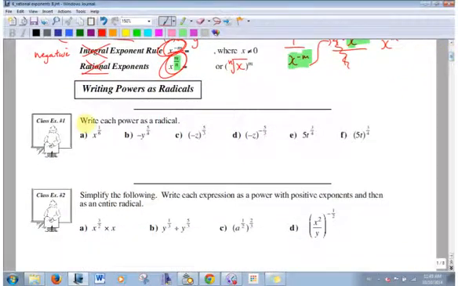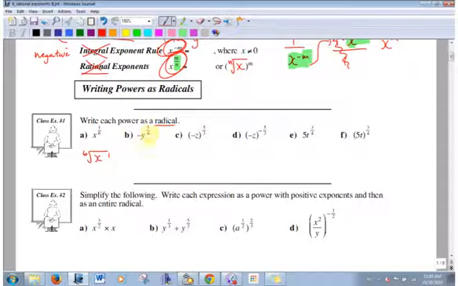So, read the question. Write each power as a radical. Remember doing this yesterday? The bottom part is the root part. The top part is the exponent part, but I don't have to write the 1, right? Is there anything else I can do? No, I don't know what x is. I can't evaluate it, like get the answer to it. I answered the question. It's now a radical.